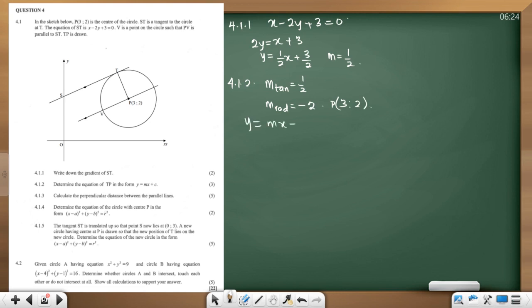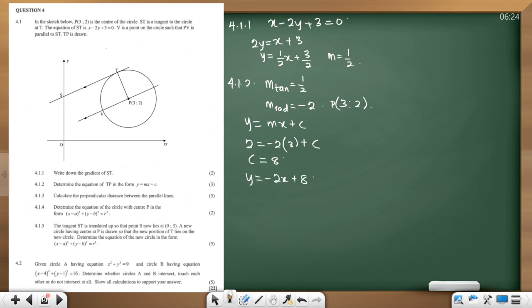Y equals mx plus c. What is my y value? 2. What is my gradient? -2. What is my x value? 3, plus c. That gives us -6. We move that -6 over, it becomes +6. So c is equal to 8. So what's our equation? y equals -2x plus 8.